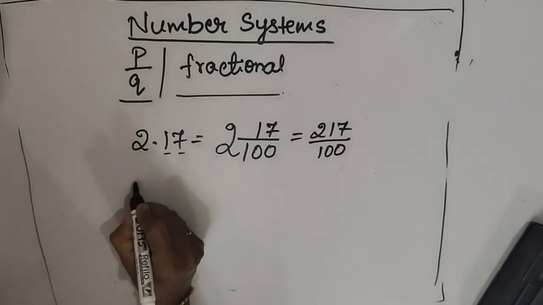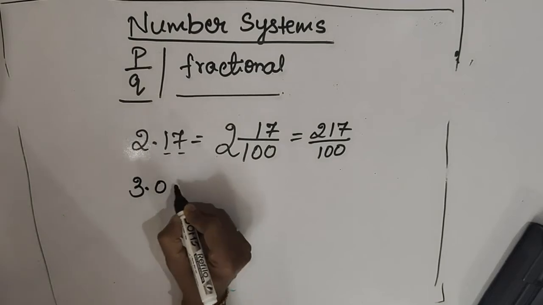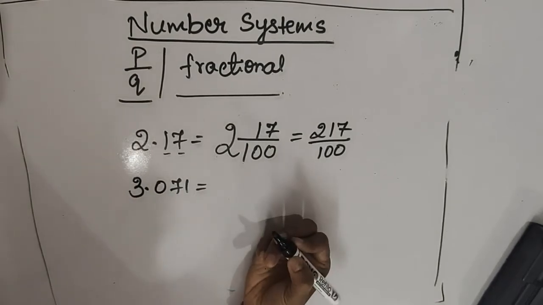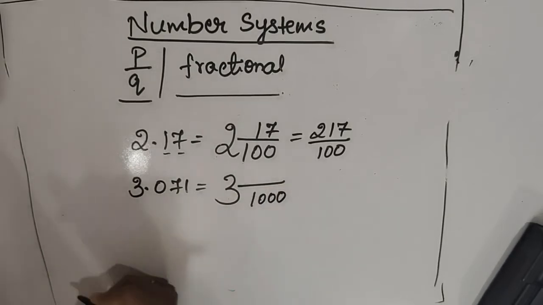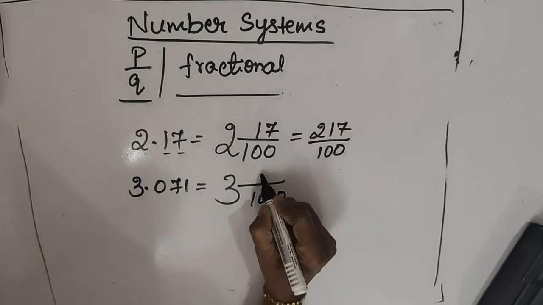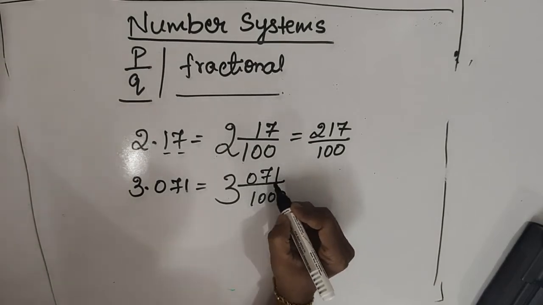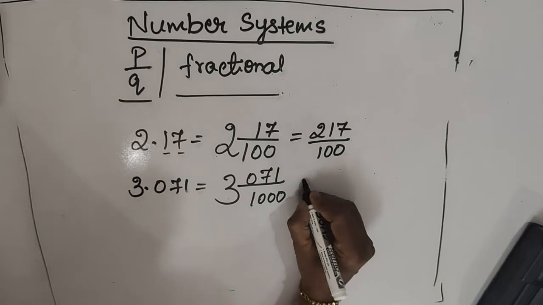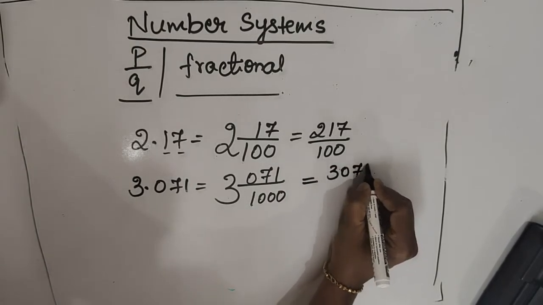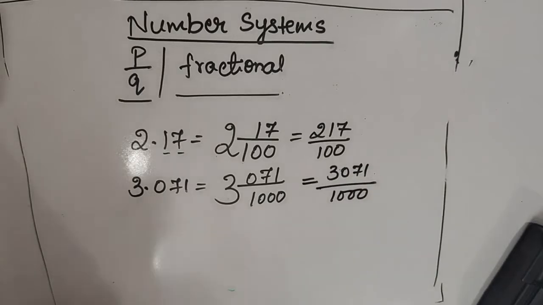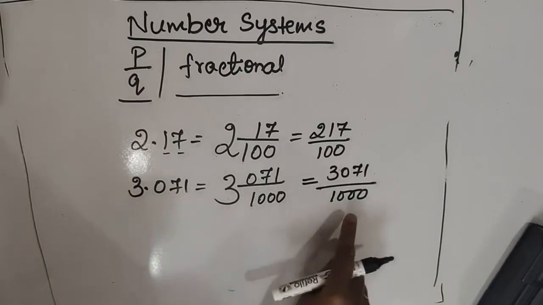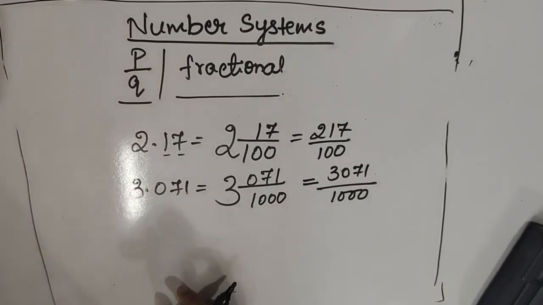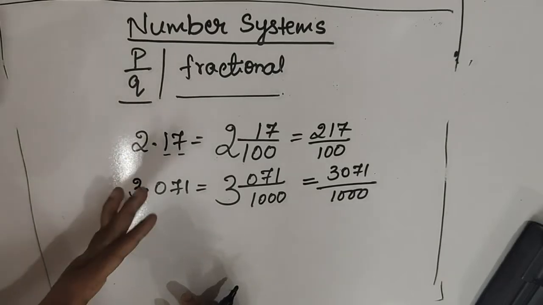Next, one more simple question: 3.071. Same, 3 is here, and after the decimal there are three digits, 1, 2, 3. Here 071 means nothing but 71. If you write 0, it's not wrong; if you don't write 0, it's also not wrong. While converting to the improper fraction, it becomes 3071 divided by 1000. You have to see how many digits there are: 3 digits, so 3 zeros come in the denominator. This is a simple question of converting to the fractional form.